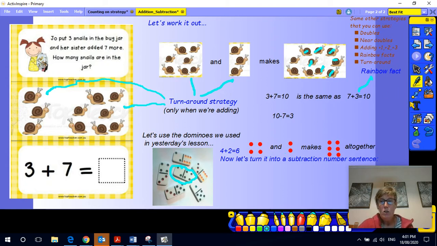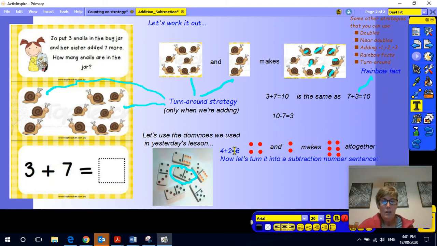Let's try turning this addition number sentence down here into a subtraction as well, just like we did at the top. This one, we're going to use the dominoes that we looked at yesterday, and today we're choosing the middle domino. So we've got 4 dots on one side, 2 dots on the other side of the domino. Let's add it together. 4 and 2 makes, using our counting on strategy, we've got 4, so we don't need to count that, 5, 6. It makes 6 altogether.